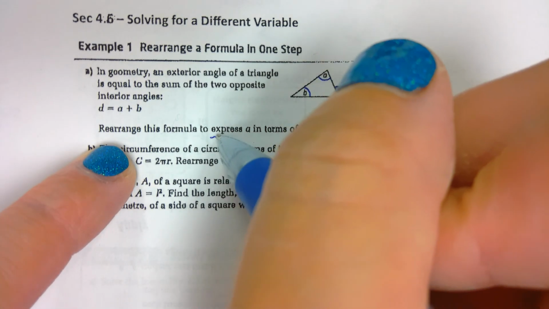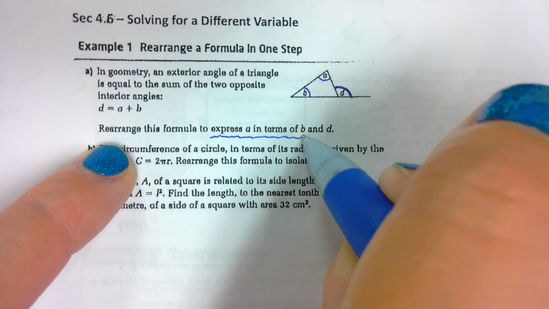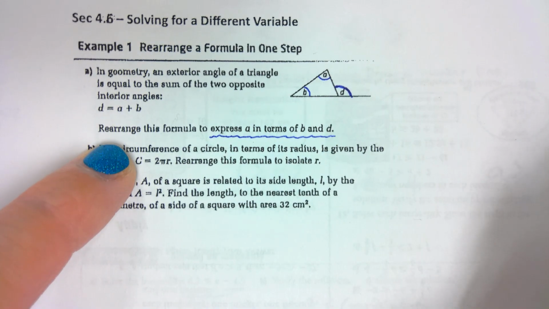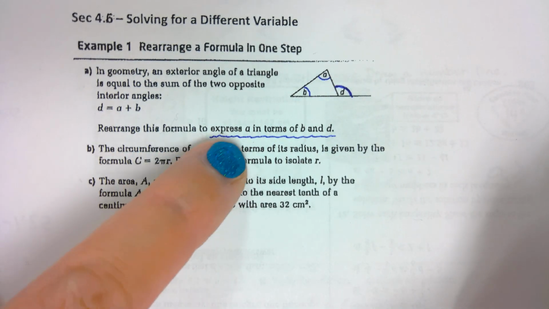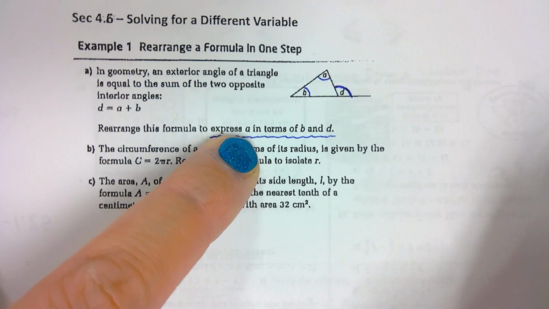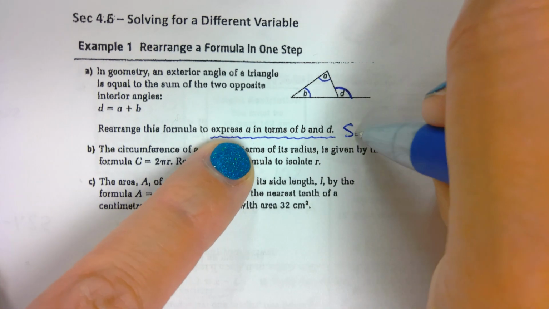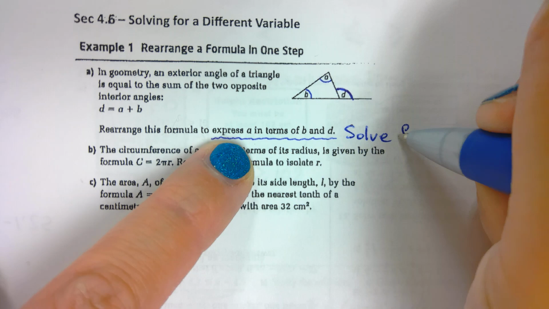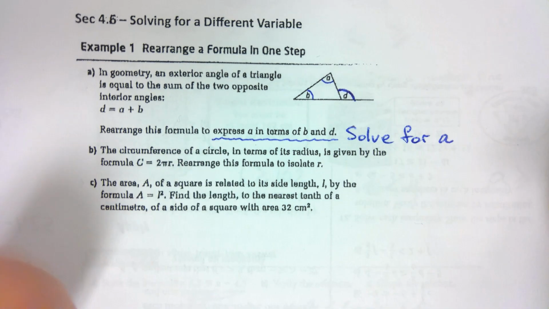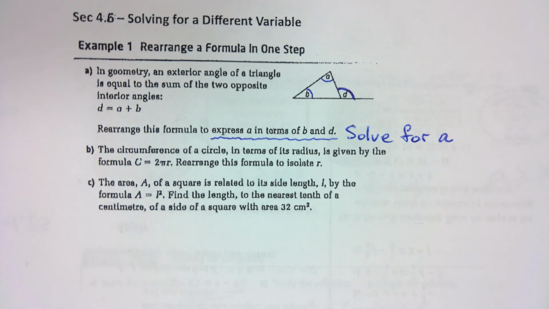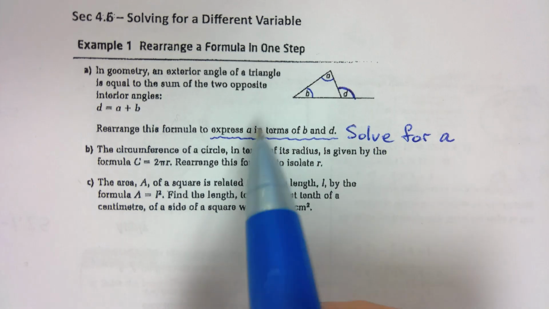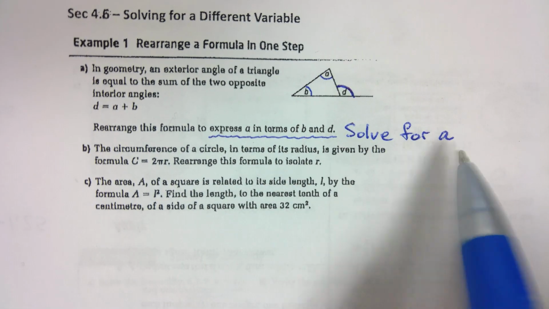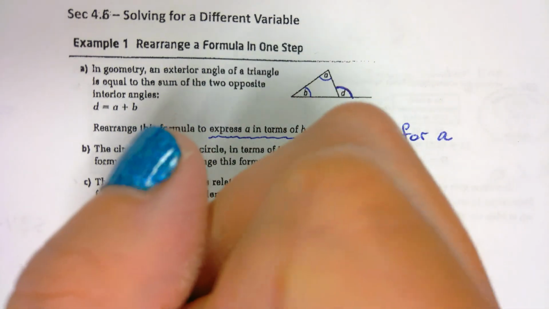So here, this is where it's confusing. All right, rearrange this formula to express A in terms of B and D, aka solve for A. That's all it means. Okay, so I know the wording sounds weird, but that's all it means. It just means solve for A.